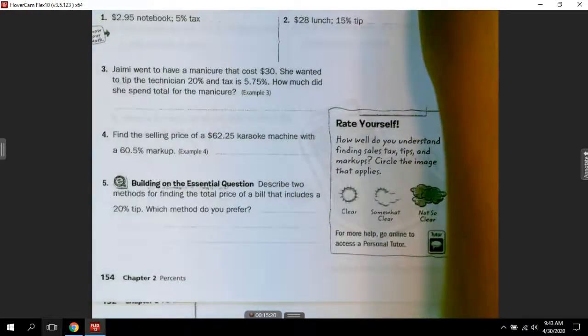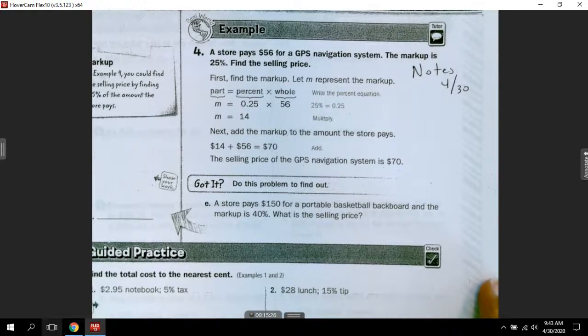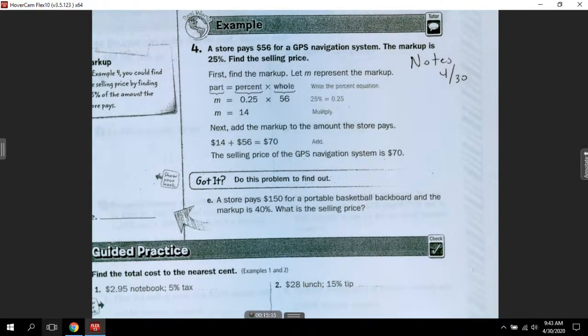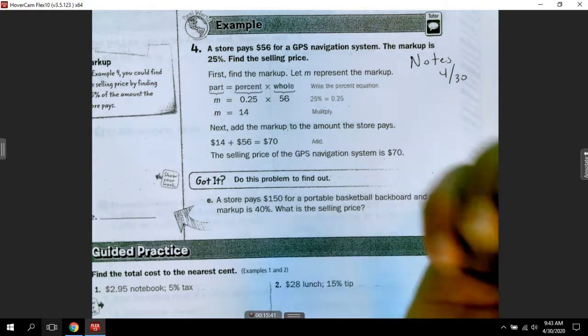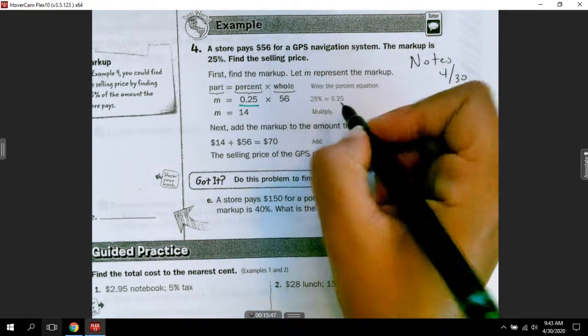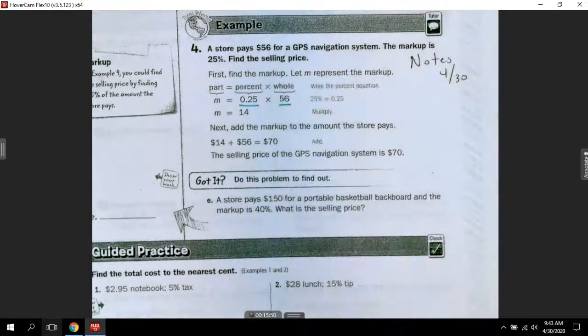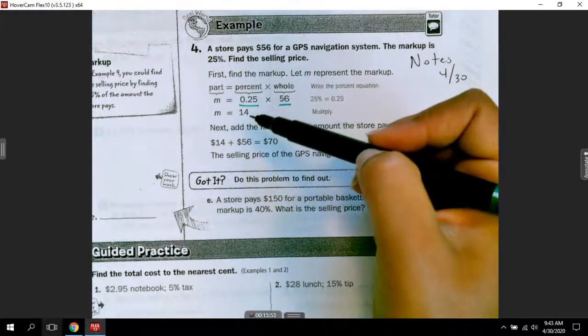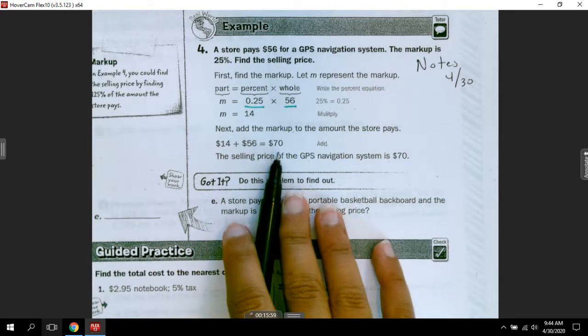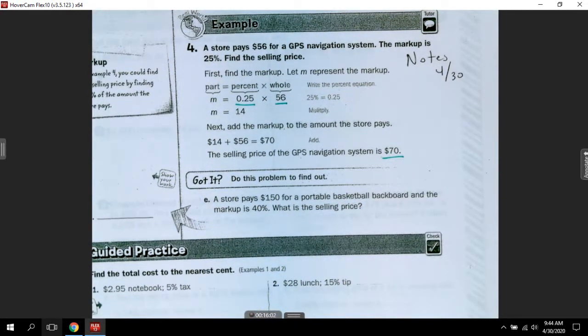All right. Almost done. Example 4. Now we have a markup. So the store pays $56 for a GPS. The markup is 25%. So we want to find how much the store is selling it for. Okay. So nothing really changes. We're just taking that 25%, which in this case they wrote as 0.25, and multiplying by the original cost that they paid, 56, which is 14. So that means they're selling it for 14 extra dollars. So 14 plus 56 is $70. So the selling price of that GPS system is $70.